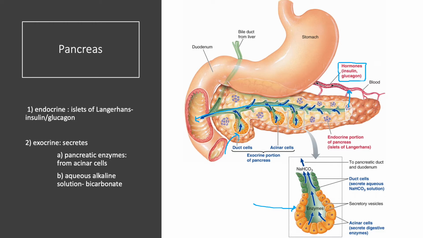We also said that bicarbonate is secreted simultaneously from these accessory organs to help neutralize the acidic chyme that enters the duodenum. So we can see here within this acinus, we have these duct cells. And the duct cells secrete bicarbonate that is also going to move into the duodenum. And all those products are going to enter the duodenum through that hepatopancreatic ampulla or duct.